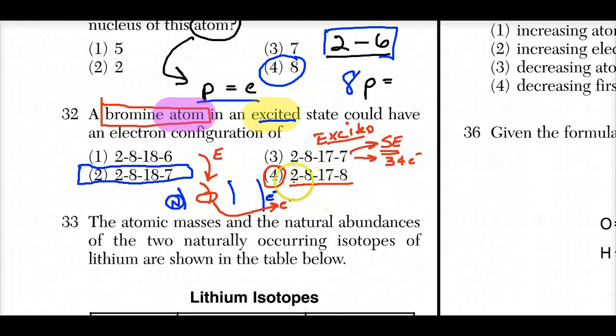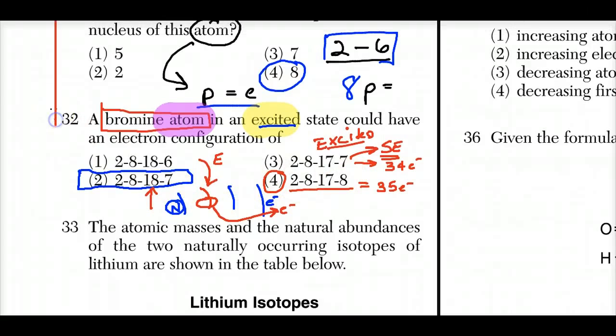So the answer and the winner is choice 4. If you count, 8 plus 2 is 10, 10 plus 17 is 27, 27 plus 8 is 35. So this is 35 electrons, and if you can see, it's jumping out of order. An electron in the third energy level jumped to the 4th. That's why this number goes up. So choice 4 is the answer.